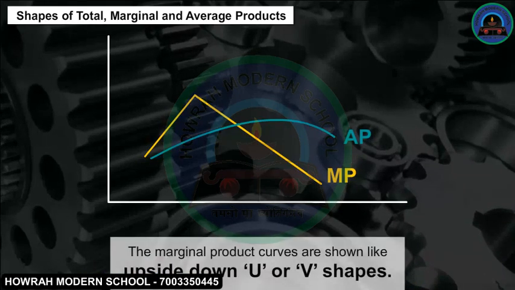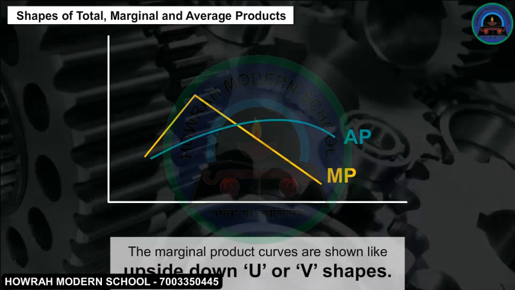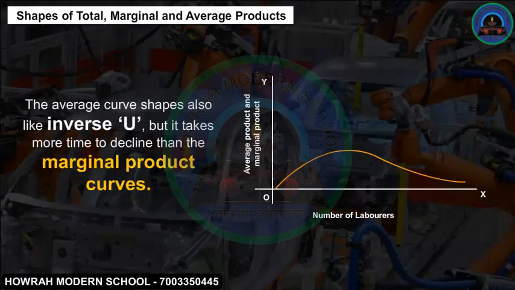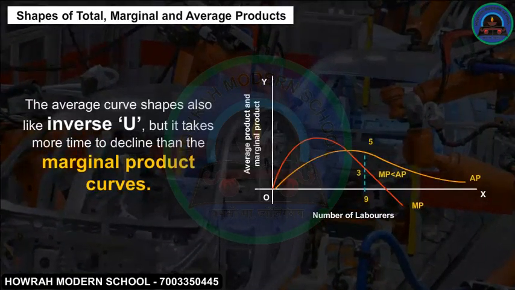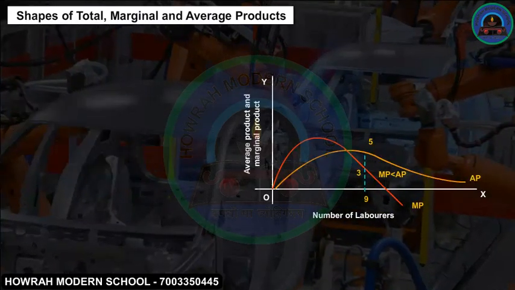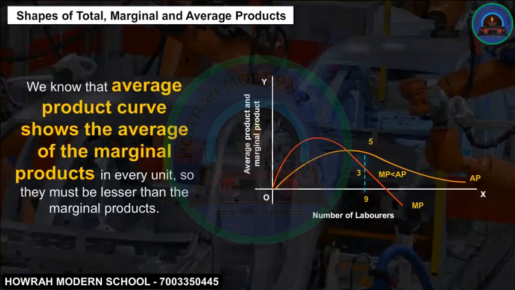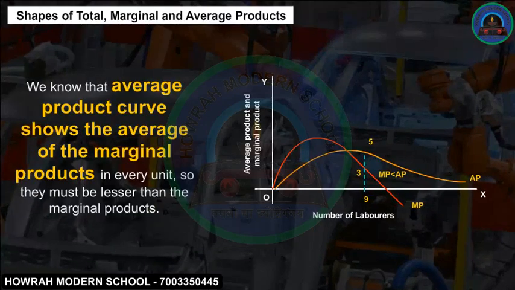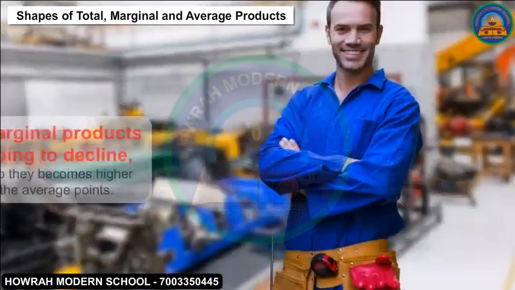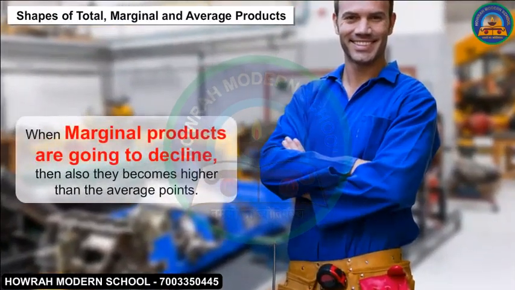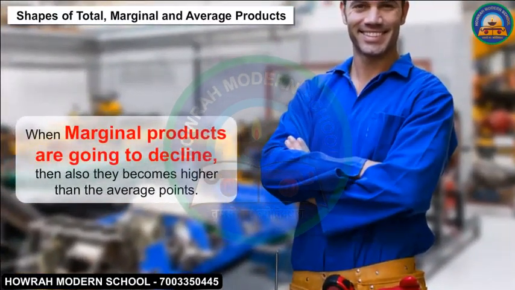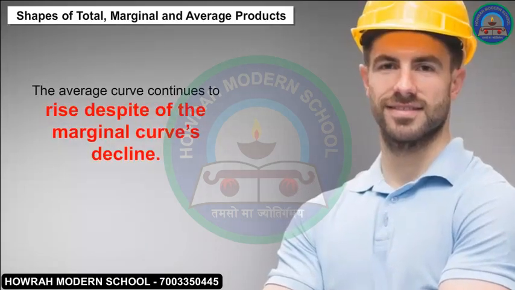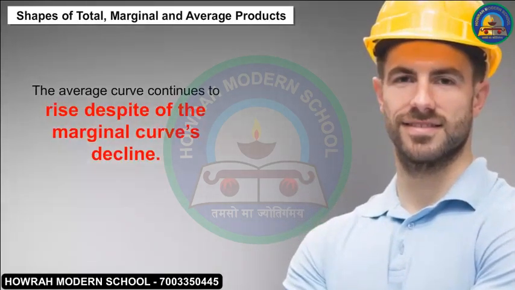The marginal product curves are shown like upside down U or V shapes. The average curve also shapes like an inverse U, but it takes more time to decline than the marginal product curves. We know that the average product curve shows the average of the marginal products in every unit, so they must be lesser than the marginal products. When marginal products are going to decline, they are still higher than the average points. Thus, the average curve continues to rise despite the marginal curve's decline.